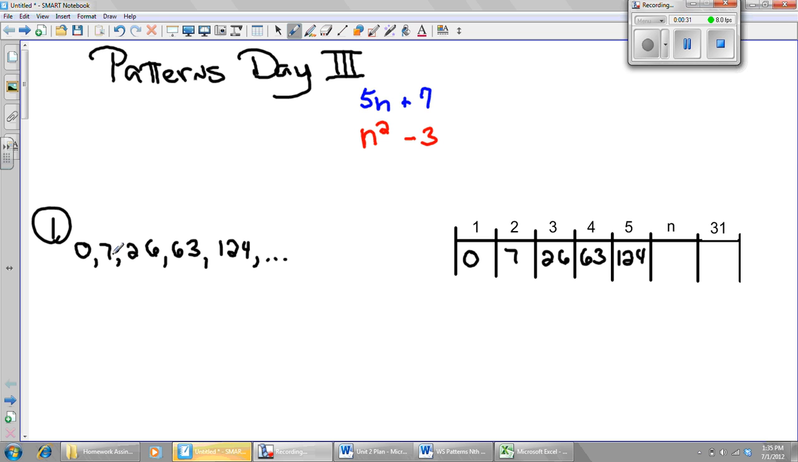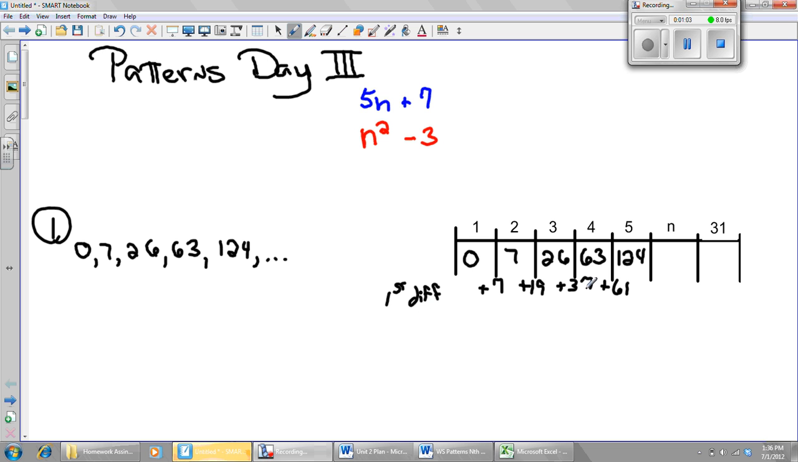Here's our first example. The sequence of numbers is 0, 7, 26, 63, 124. Notice I've already filled them in. I'm going to find my first difference. I got +7, then +19, and that difference is 37, and then I believe I have 61.